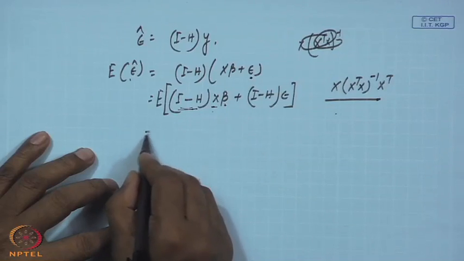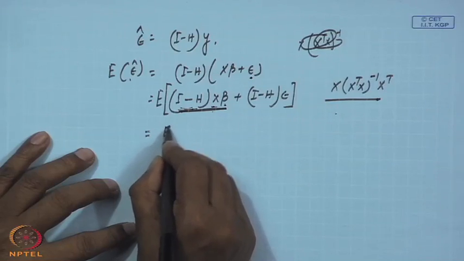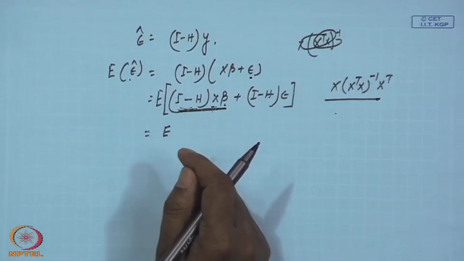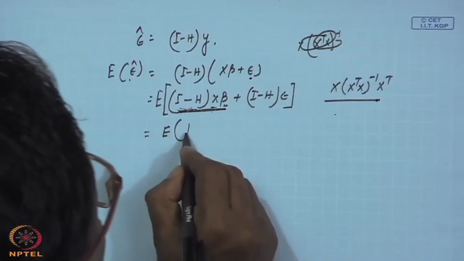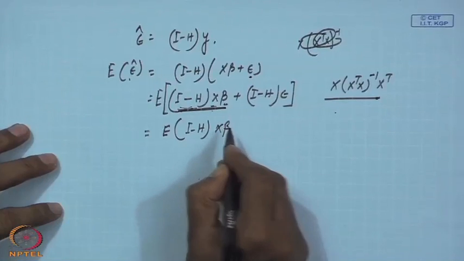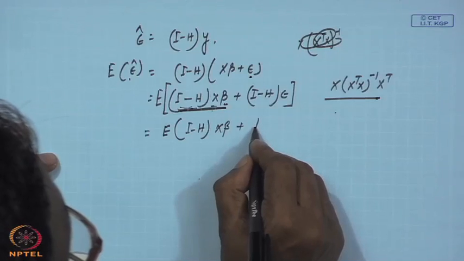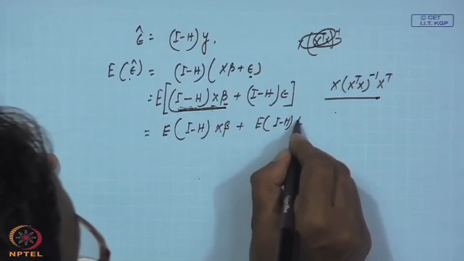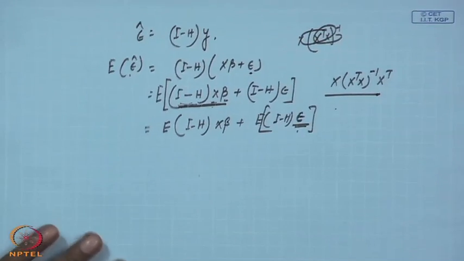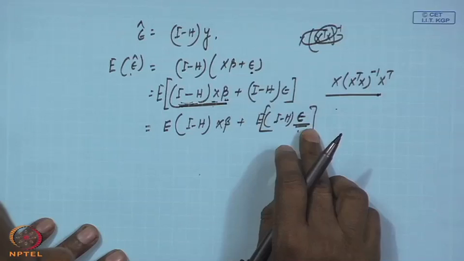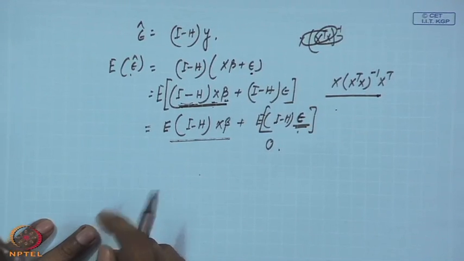correct. So, I can write this straight away: the expected value of this is I minus H x beta, and these are fixed values, plus the expected value of I minus H epsilon. What will be this one? The expected value of epsilon will be 0. What will be this one? This will be that fixed value. Fixed value.